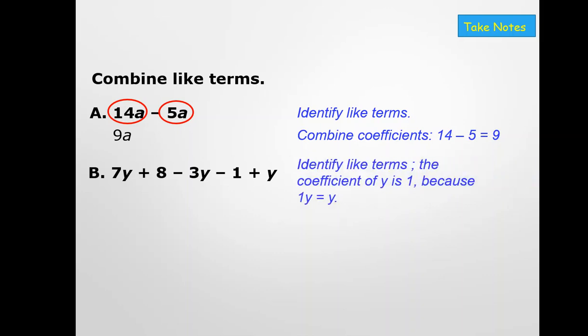Okay, I'm going to identify the like terms. The coefficient of this y here is 1, because 1y equals y, and we simply don't write that 1 there. So if we go ahead, we're going to identify those like terms. Those are the terms that all have y in them. But we also have these constant terms. We can combine those as well. So 7 minus 3 plus this implied 1, this 1y, well, that's 5y. And then 8 minus 1, that's 7. So we've done that.